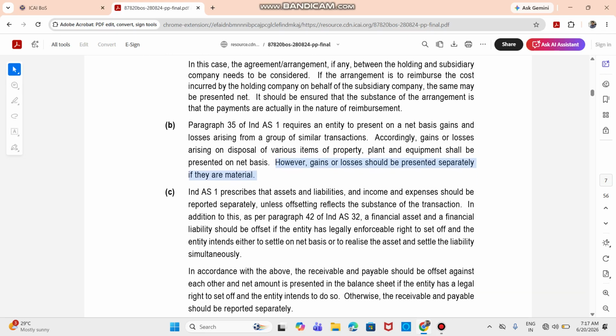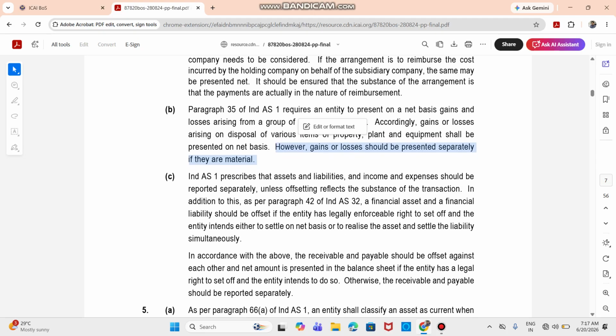Moving on to the last one, Ind AS 1 prescribes that assets and liabilities, income and expenses should be reported separately unless offsetting reflects the substance of the transaction. In addition, as per para 42 of Ind AS 32, a financial asset and financial liability should be offset if the entity has a legally enforceable right to set off and intends either to settle on a net basis or to realize the asset and settle the liability simultaneously. So in this case, the receivable and payable should be offset against each other, and the net amount presented in the balance sheet, only if there is a legal right to set off. That is very, very important. Otherwise, they should be reported separately.